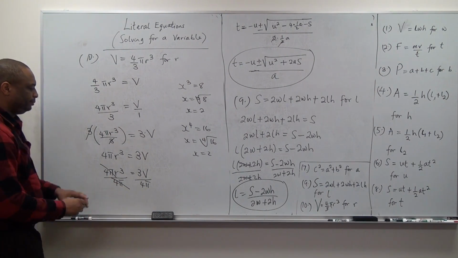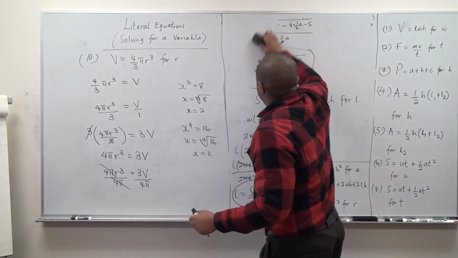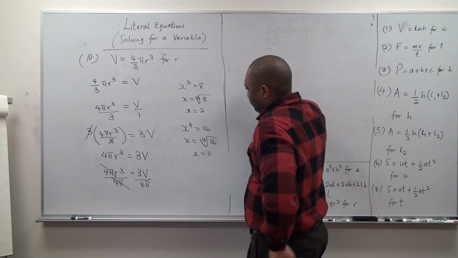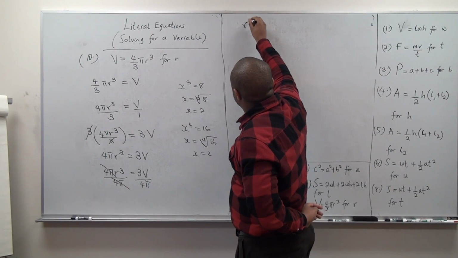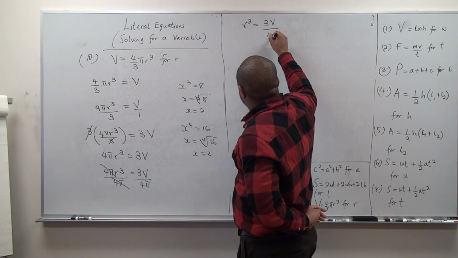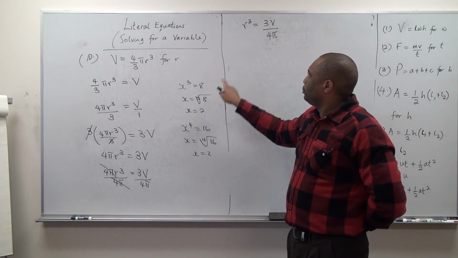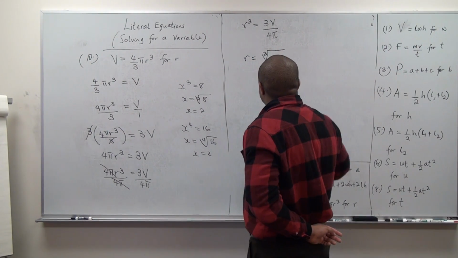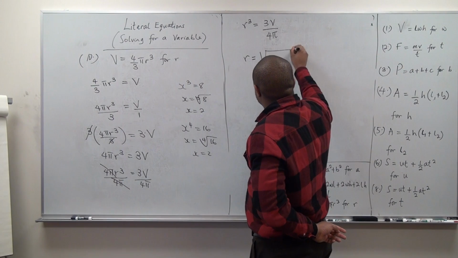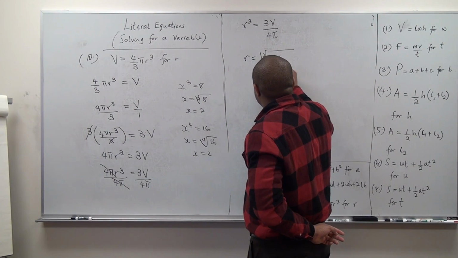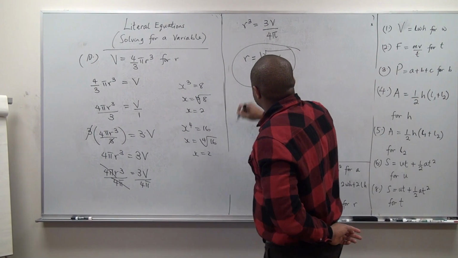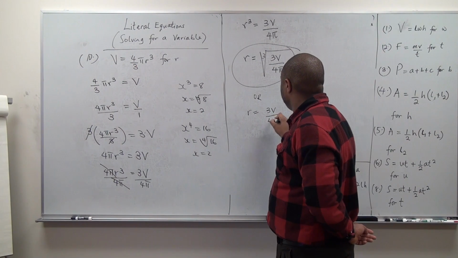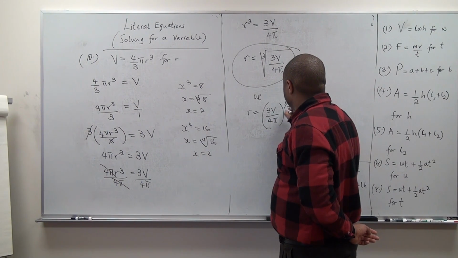4 pi will cross out 4 pi. So you now have that r cubed is equal to 3V over 4 pi. And of course, you take the cube root of both sides. So r will be the cube root of 3V over 4 pi. And that is the answer. Or some textbooks might write it this way: r will be 3V over 4 pi all raised to power 1 over 3.